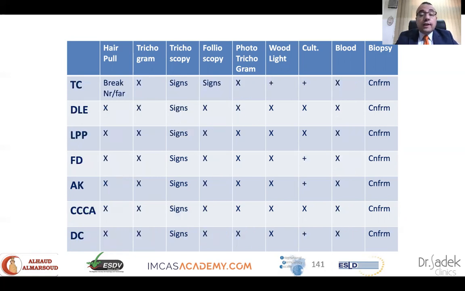And this one is for the causes of localized hair loss like tinea capitis, DLE, lichen planopilaris, folliculitis decalvans, acne keloidalis, central centrifugal cicatricial alopecia of the scalp, and dissecting cellulitis.